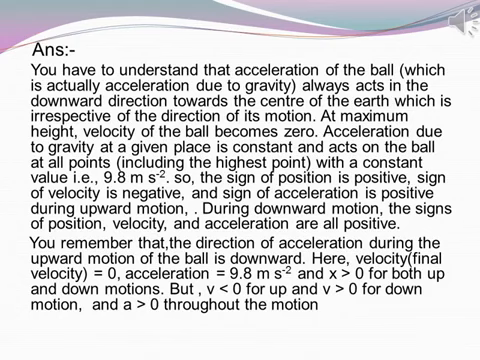Acceleration is equal to 9.8 meter per second square and x is greater than 0 for both upward and downward motions. But v is less than 0 for upward motion and v is greater than 0 for downward motion, and a is always greater than 0 throughout the motion. But in upward motion, acceleration due to gravity is negative, which is minus g is equal to minus 9.8 meter per second square.